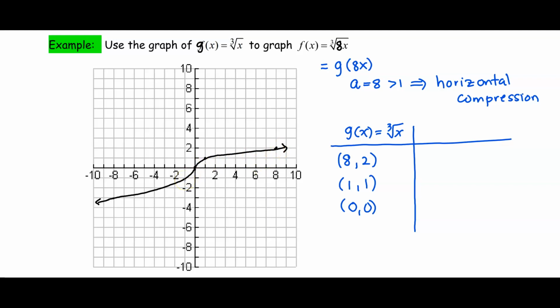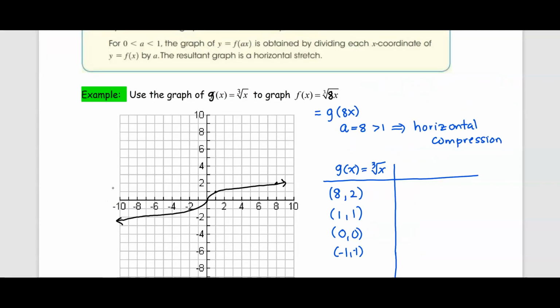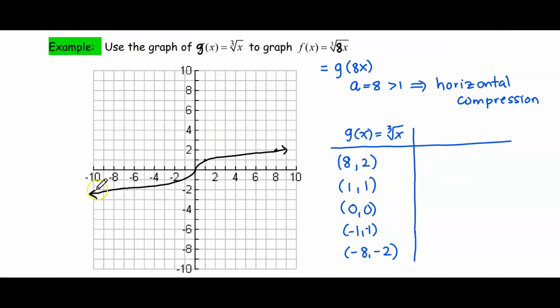This point here, that is -1, -1. And also the point here, which is -8. Oops, it should be -2. Okay, so let me just correct that. So it has been corrected. This is -8, -2. Now, for this, we want to see where these points would go when we graph the function f of x equal to cube root of 8x.